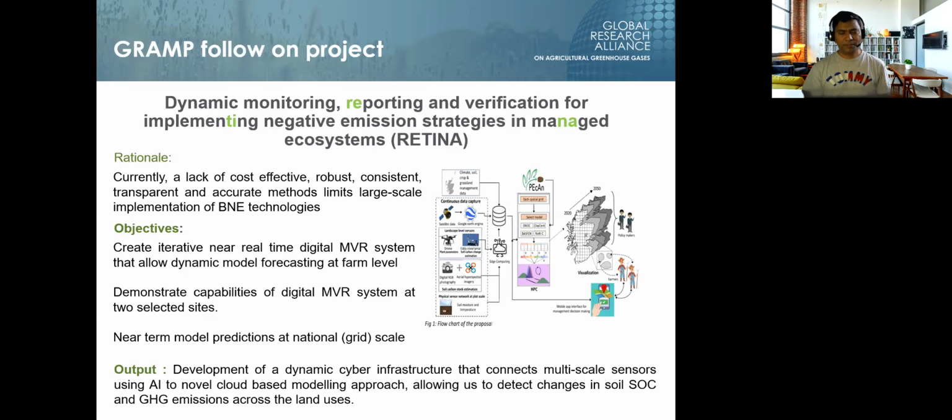So the overall objective of this project is to create a digital monitoring, verification and reporting system for soil carbon change. The main objective, as I mentioned here, is to create an iterative near real-time digital MVR system that allows dynamic model forecasting at the farm level. So we are quite excited about this, and certainly this will take the GRAMP models to the next step in their evolution. This is all from us in the UK.